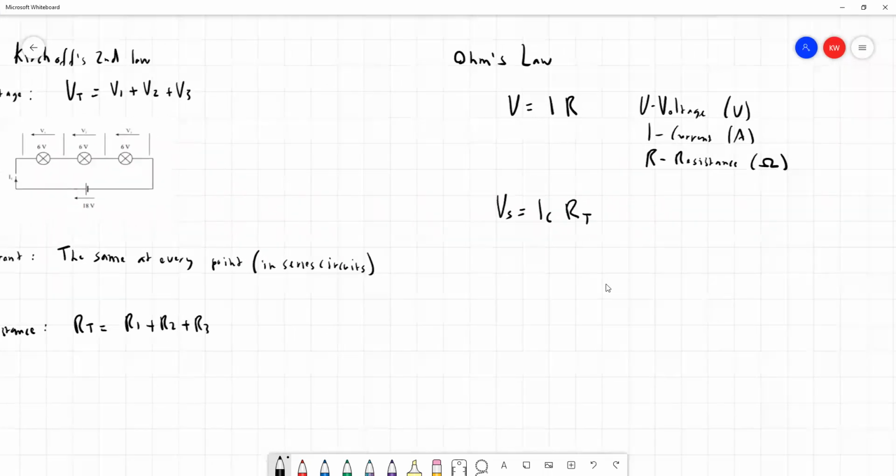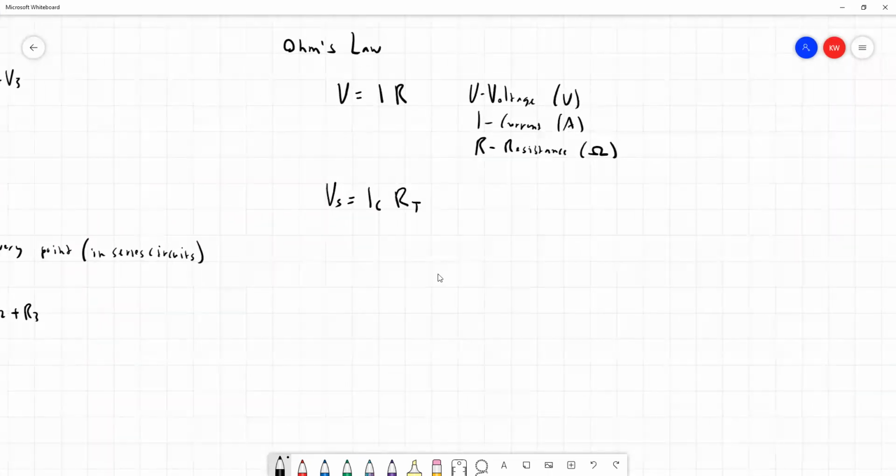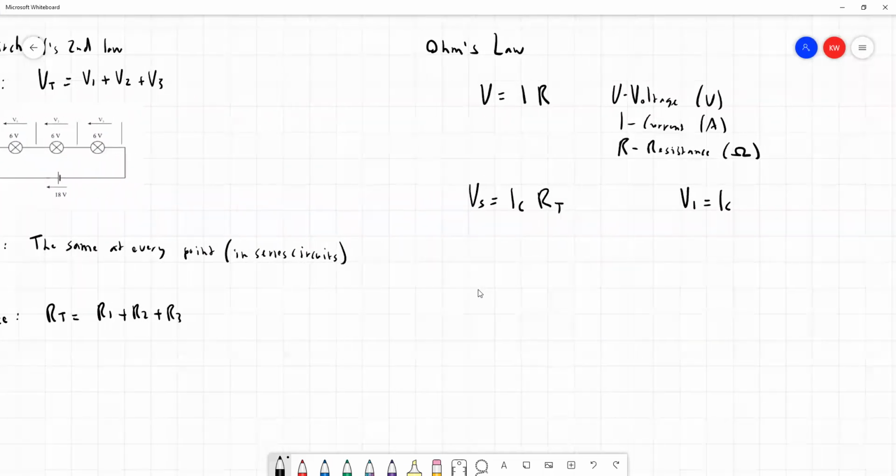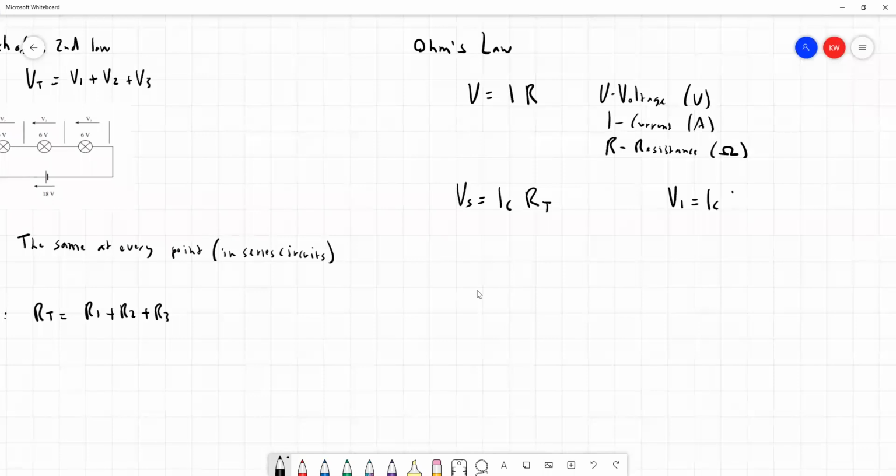If we were dealing with only one component in a circuit, say the component we decided was number one, the voltage dropped across that component in a series circuit is going to be equal to the current in the circuit, because if we remember, our current is the same at every point. So this current we've got into the circuit is the same in every single component in the circuit, times the resistance of that particular component.